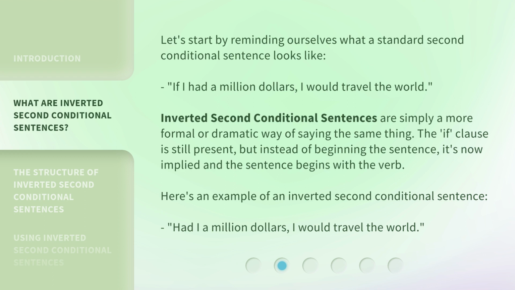Let's start by reminding ourselves what a standard second conditional sentence looks like. If I had $1 million, I would travel the world. Inverted second conditional sentences are simply a more formal or dramatic way of saying the same thing. The if clause is still present, but instead of beginning the sentence, it's now implied and the sentence begins with the verb. Here's an example of an inverted second conditional sentence. Had I $1 million, I would travel the world.